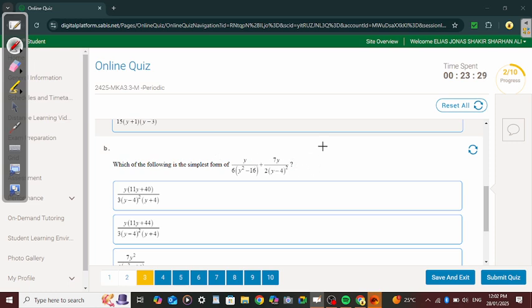Okay, so y by y − 4. We'll distribute: y multiplied by y is y². y multiplied by −4, that's going to be −4y. The first numerator is y² − 4y.